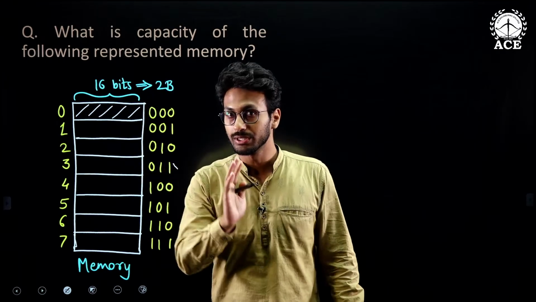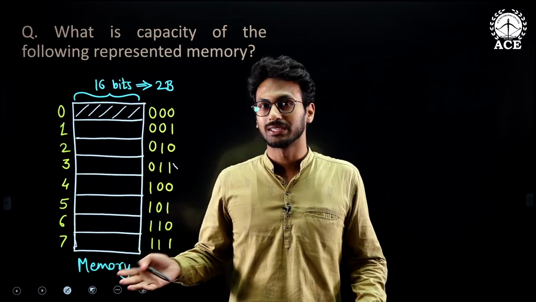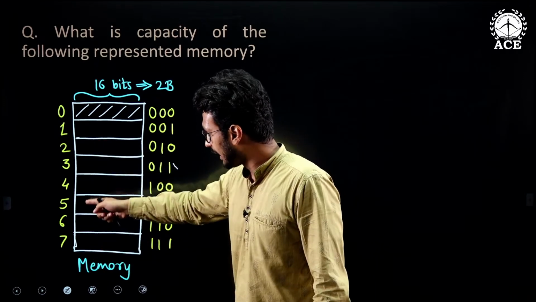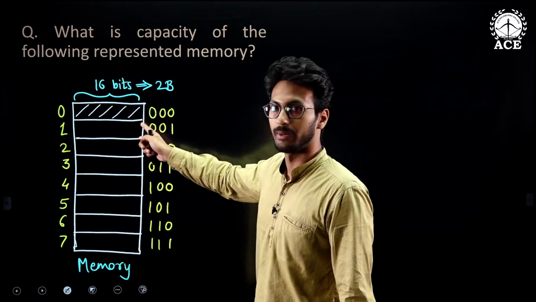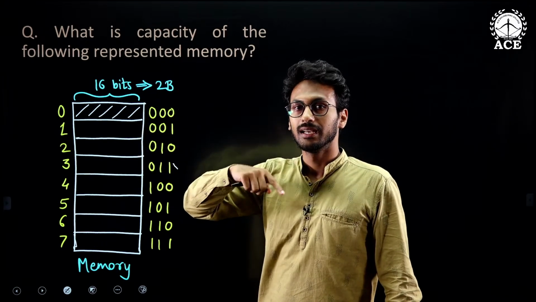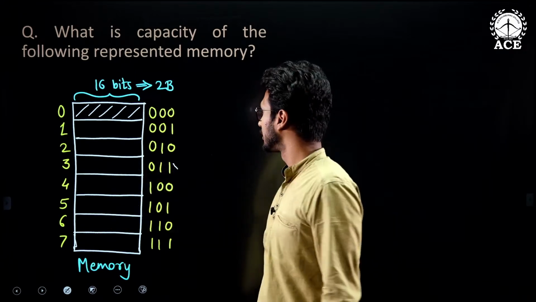16 bits means what? I told you initially, 1 byte equal to 8 bits. So 16 bits means what? 16 by 8, that is 2 bytes. There are 8 words, each word is of 2 bytes. So what will be the capacity of the memory? 8 into 2 bytes. Obviously 8 into 2, 16 bytes.